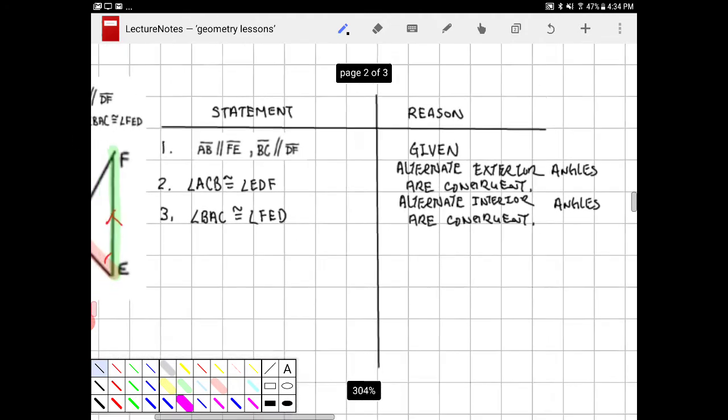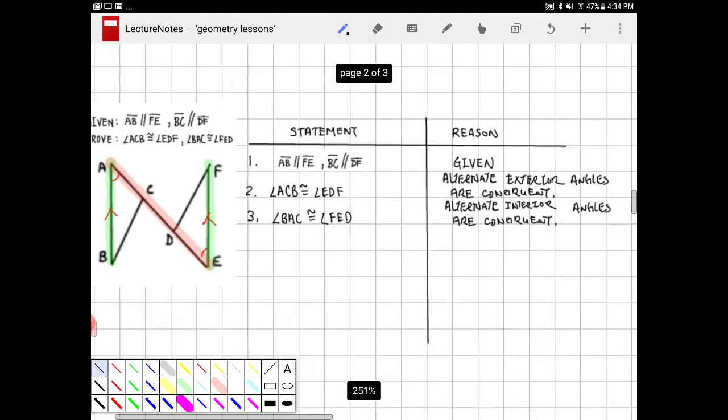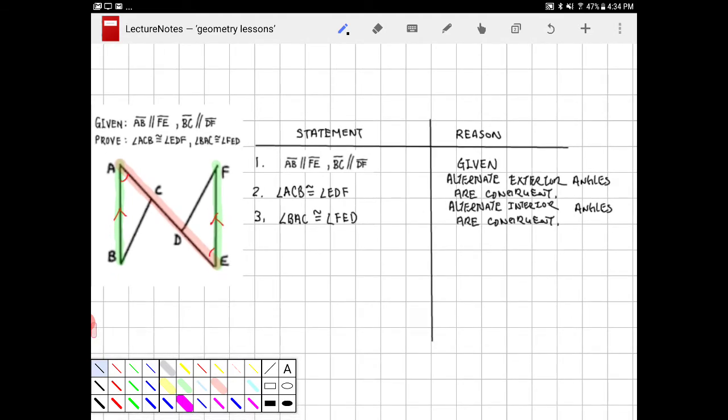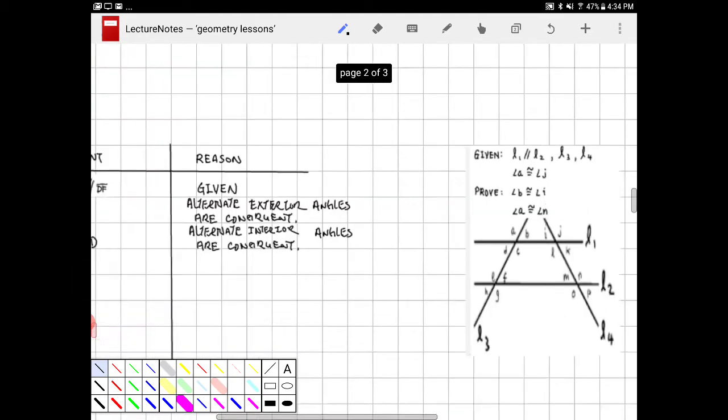So alternate interior angles are congruent. So these are, and that's pretty much it for this problem. Let's move on to the next one.